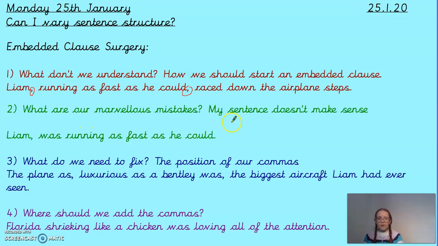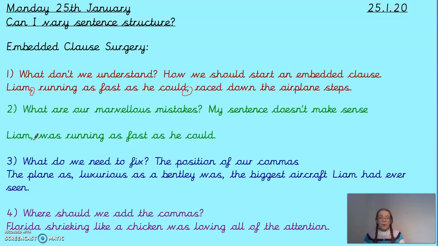Okay, here, number 2. What is the marvellous mistake? Liam was running as fast as he could. Now, that is a sentence. However, it's not a very good sentence. It's not a very informative sentence, and it's got a random comma here which doesn't make sense. It doesn't need a comma when it's this short. When it's a short sentence with one single clause, we don't need any commas. So how can we adjust this one?